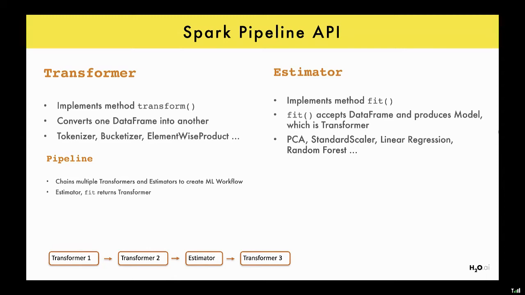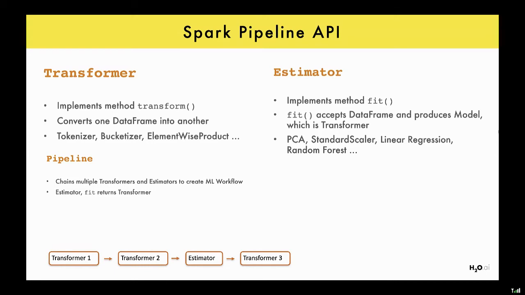There are a lot of predefined transformers in Spark, such as tokenizers, stop words remover, bucketizer, and so on. We also have some transformers defined in Spark Encoder, such as column pruner, which removes specified columns, and so on.